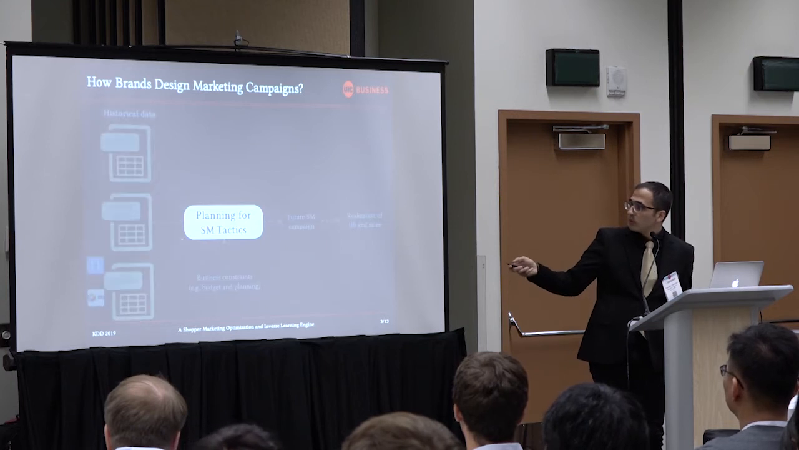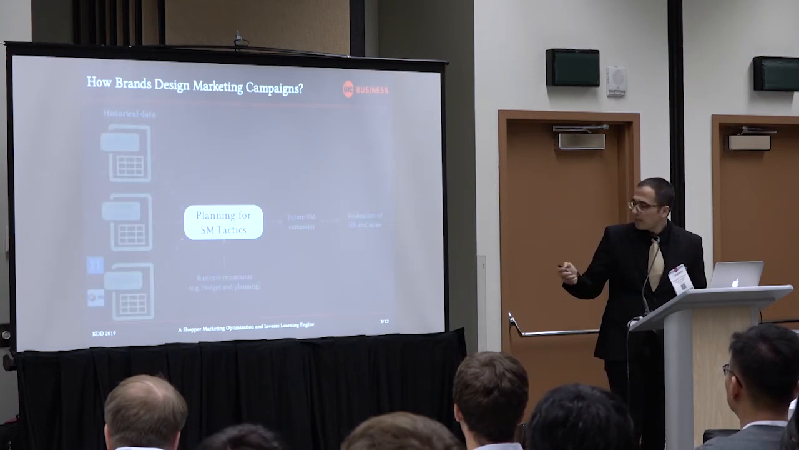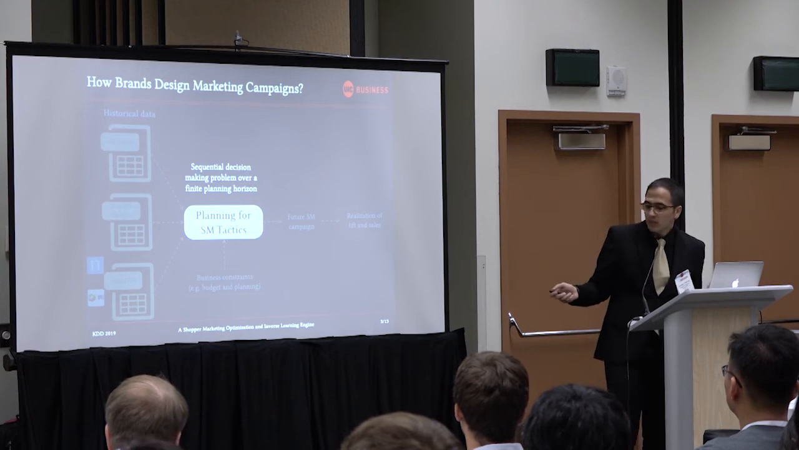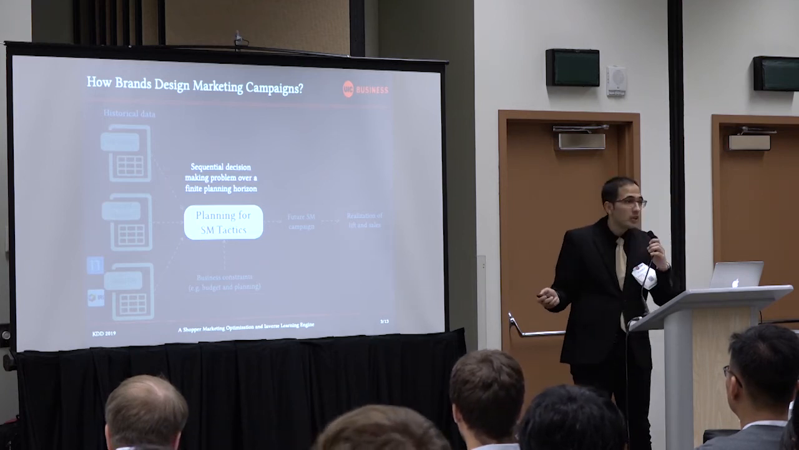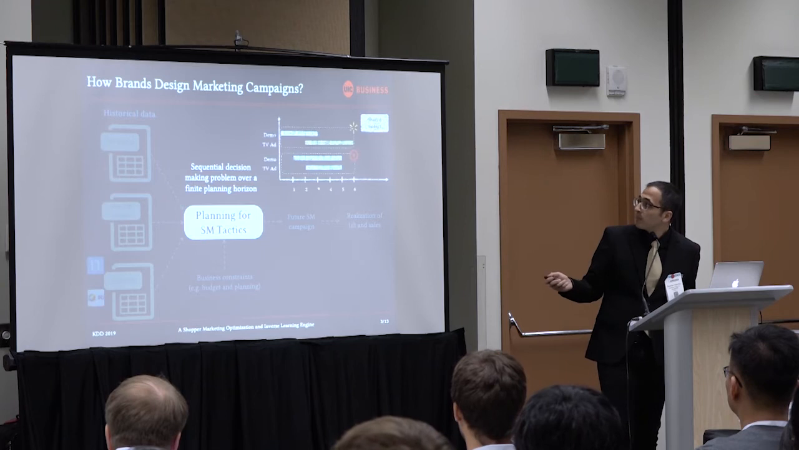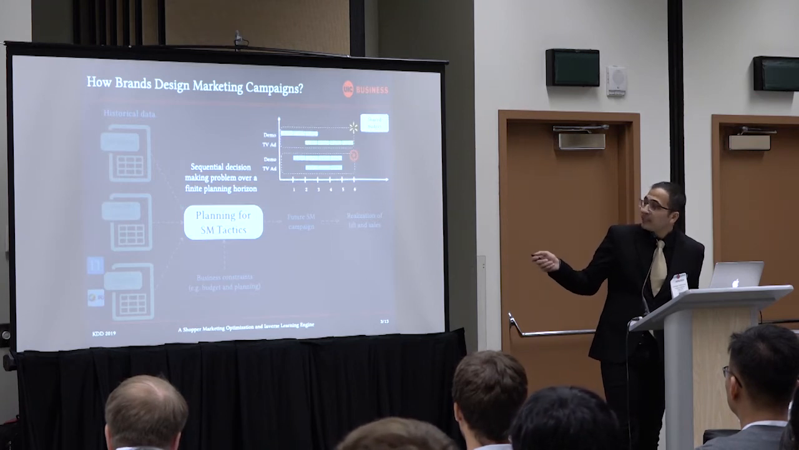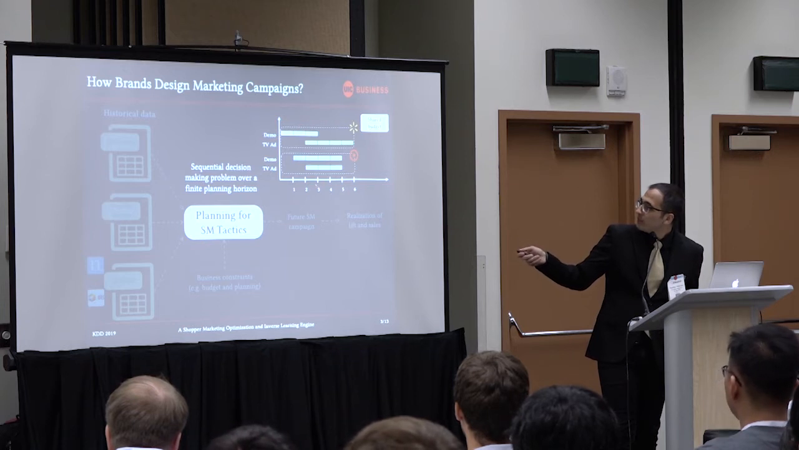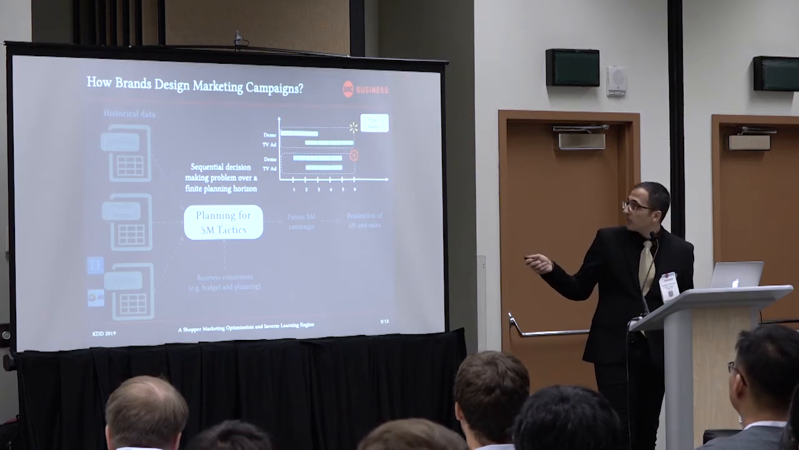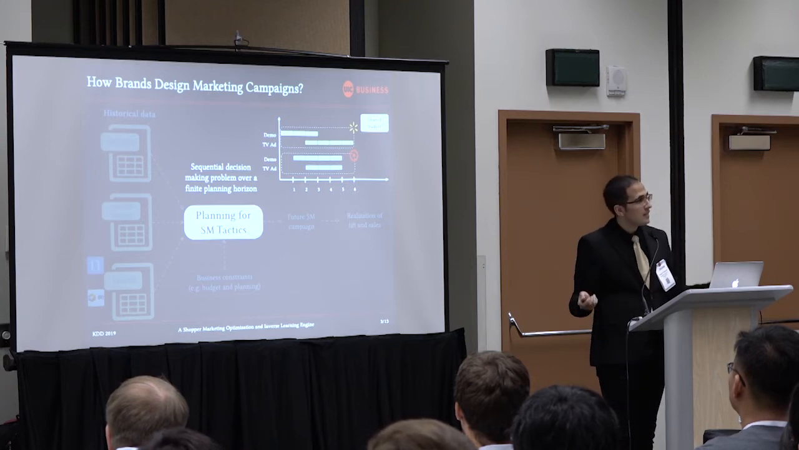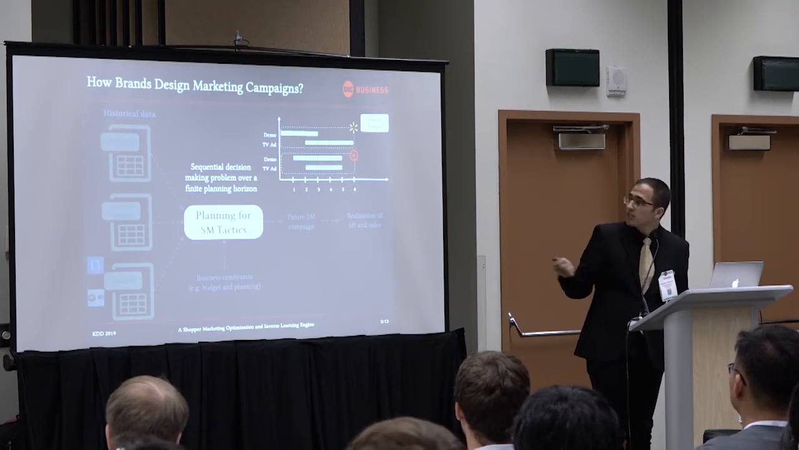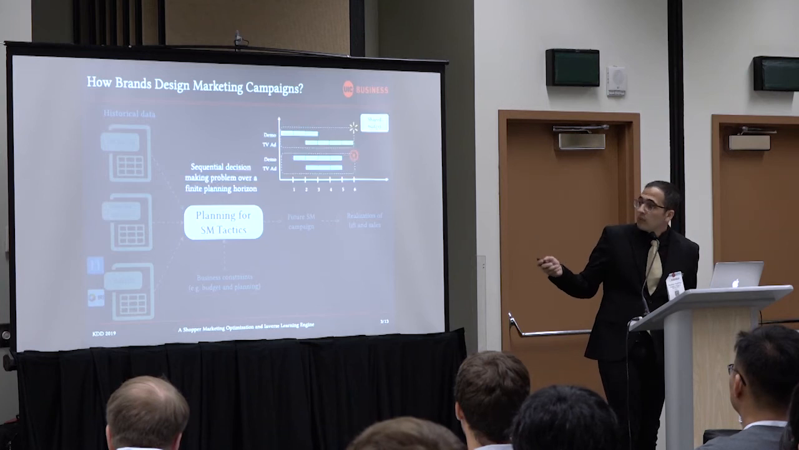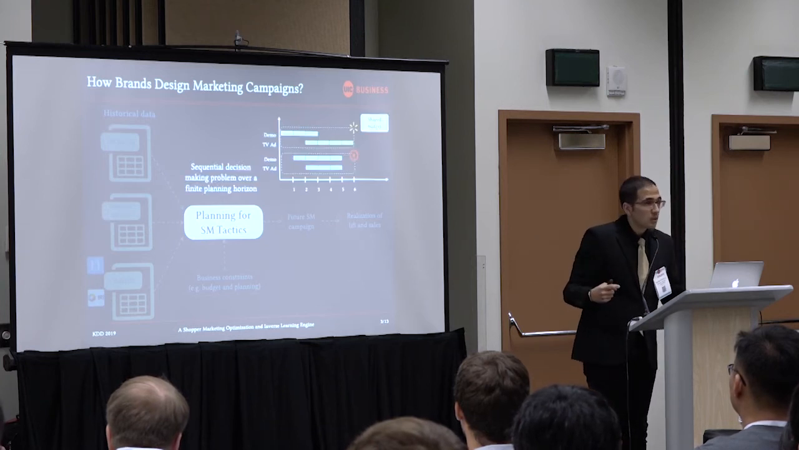Let me zoom into this planning part. The planning is itself a sequential decision-making process over a finite planning horizon. For example, if you think of this example, one brand wants to design a marketing campaign over 6 weeks, and the brand wants to use demo and TV ad. Maybe in Walmart, in the first 3 weeks, demo is used, and for the last 4 weeks, the TV ad is applied. This is one example of why shopper marketing design is a sequential decision-making problem.